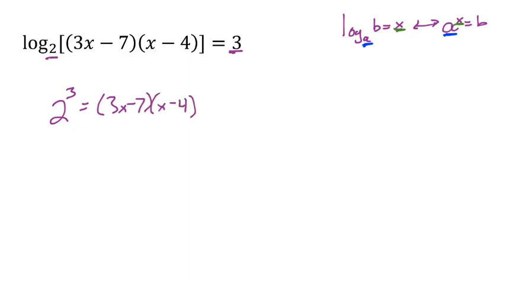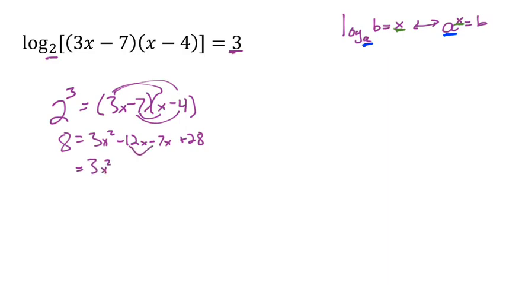And now, because I was able to rewrite this in exponential form, we have 8 equals, let me distribute over here on the right side. So we have 3x squared minus 12x minus 7x plus 28. And so what I'm going to do is combine like terms and get minus 19x. And I'm also going to subtract 8 from each side to give me a 20.